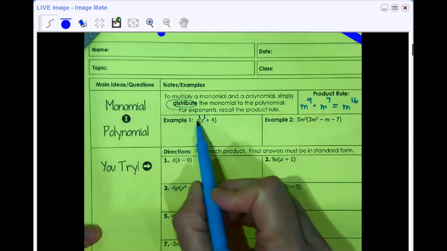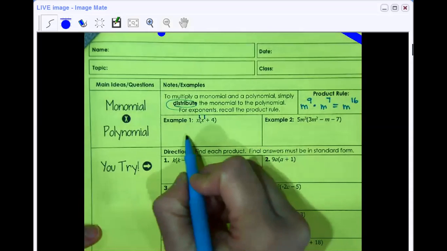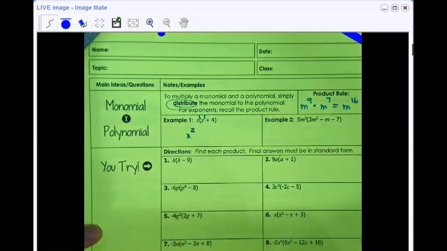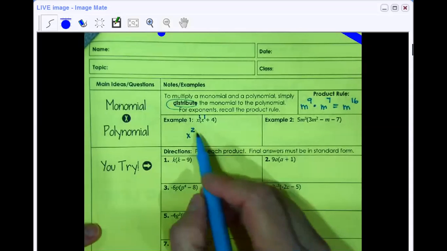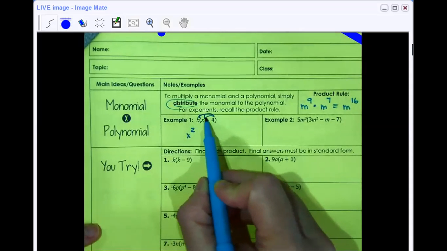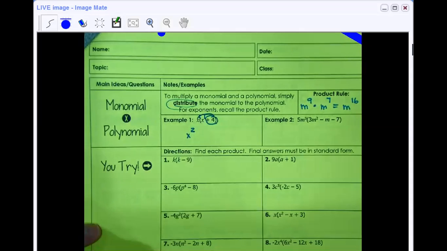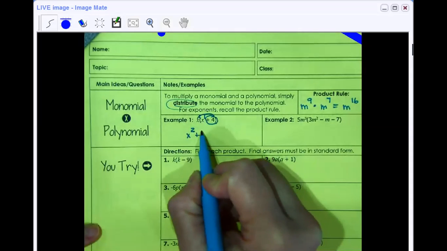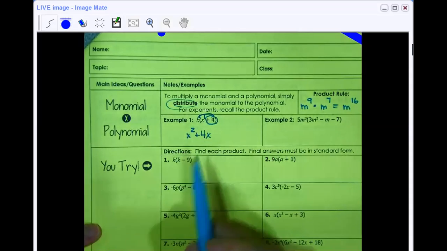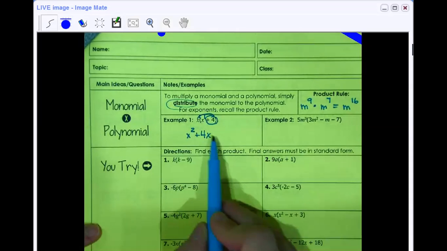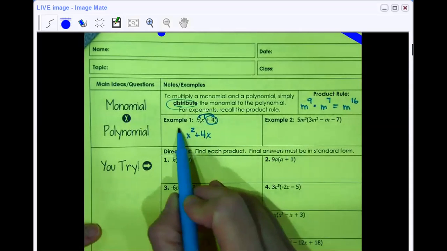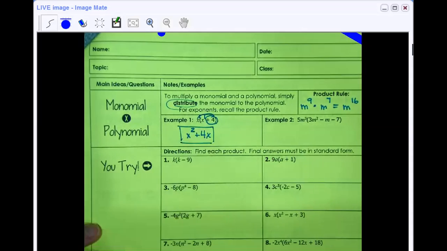So x times x is going to give you x squared. So because we are multiplying, we are adding the exponents. Then we have x times a positive 4, which gives us a positive 4x. Because we're adding, these are not like terms, so that means we're done. That's it. It's as far as you can go. So that's all we do.